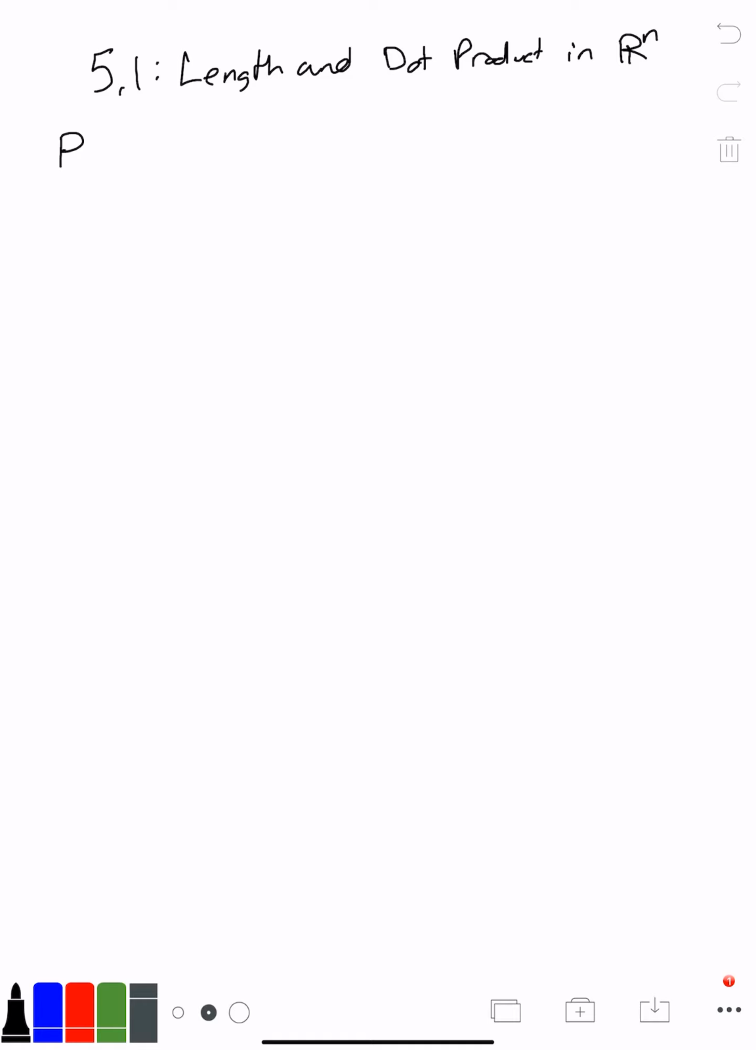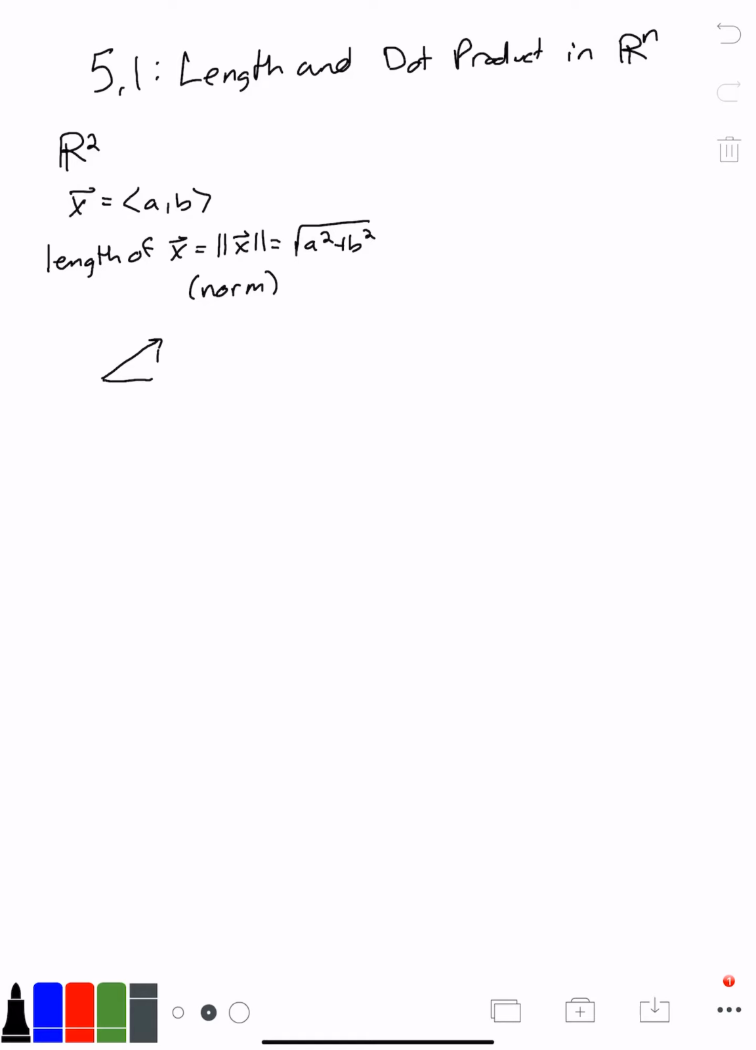We'll start with R2. If I have a vector (a, b), and I want to find the length of that vector, well, the notation we use is this double absolute value sign here. That is called a norm notation. It doesn't really matter that much, but that's what we call it here. And it's just the square root of a squared plus b squared. This just comes down to the Pythagorean theorem.